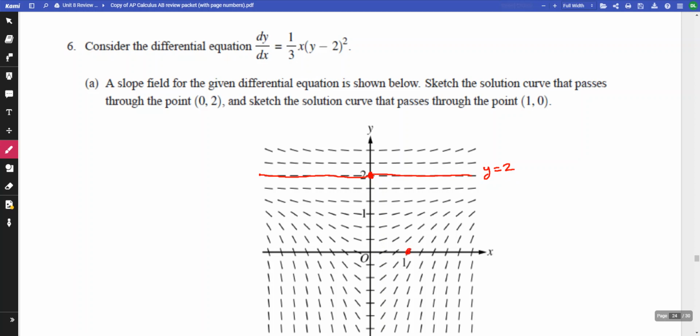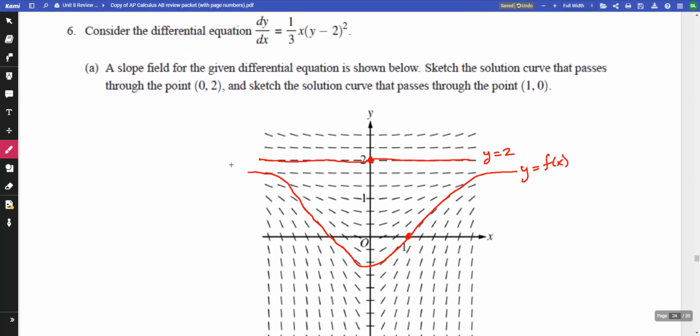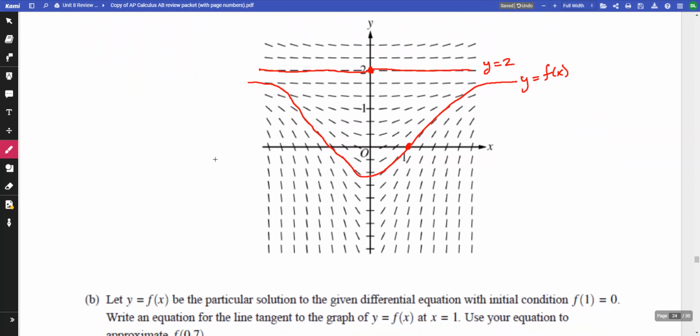We also have the curve through the point (1, 0), and we want to make sure that we plot those points well. If I come from this side, it seems like I'm going this direction. Coming from over here, it seems to be following the line like that. And so there's my second solution. I'll just say that this is some y equals f of x. Just plot the points and then follow the curves.